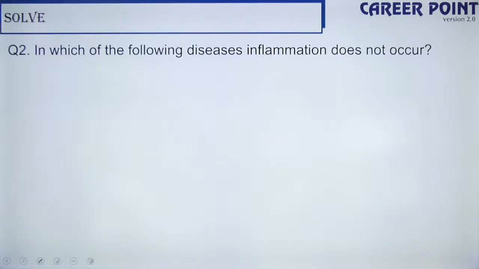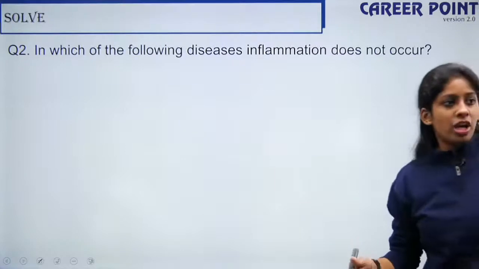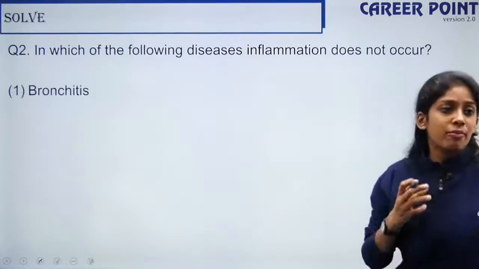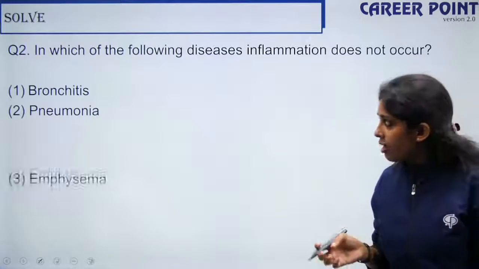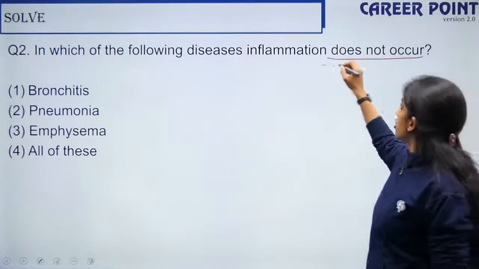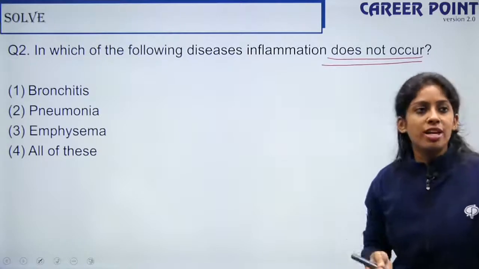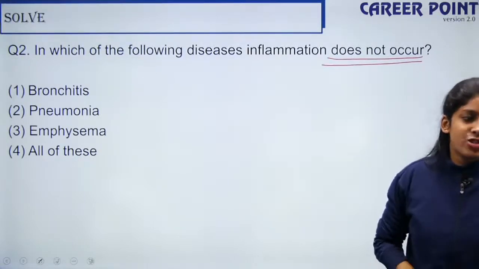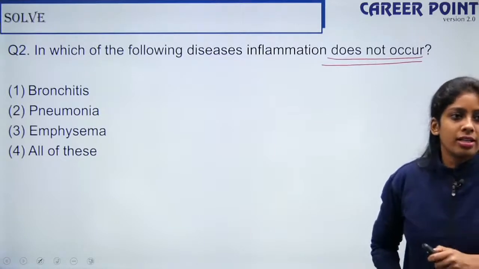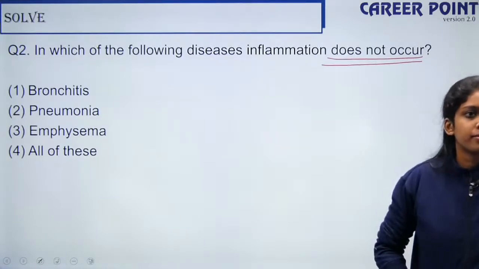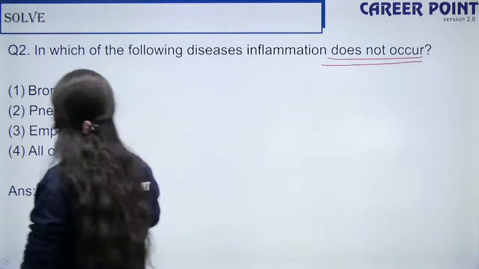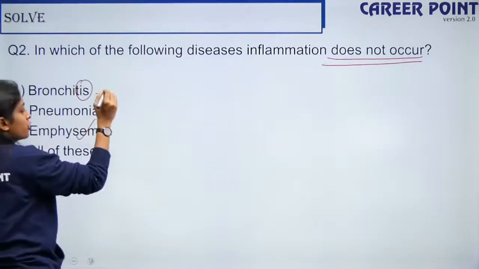Question 2: in which of the following diseases does inflammation not occur? Though I have not done physiological disorders, let's try. Bronchitis, pneumonia, emphysema, or all of these? What is your take on this question, Nishrag? Try your best. Come on. Emphysema, absolutely right. So what happens in bronchitis? Bronchitis is the inflammation of the bronchi.